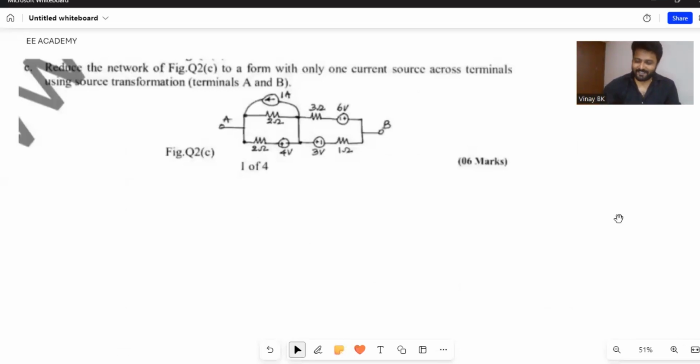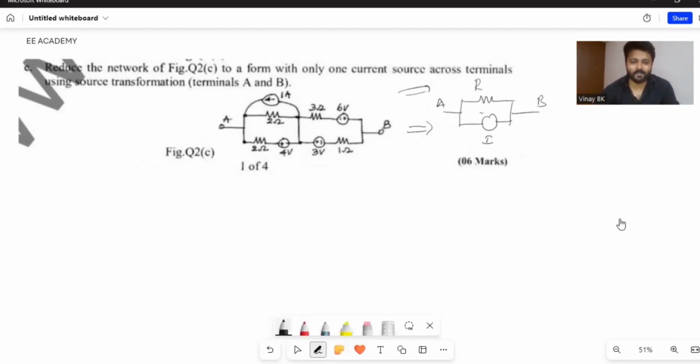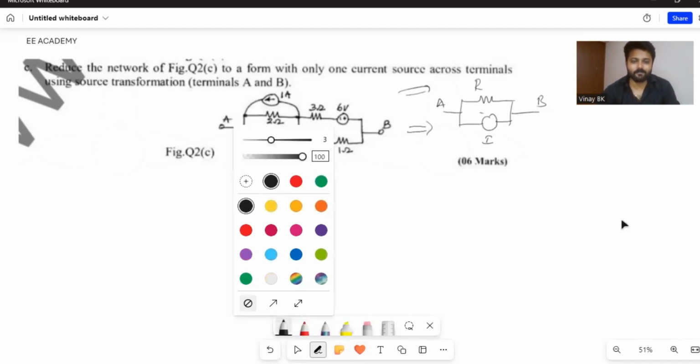You can see, and I already explained how to do a voltage transformation into a current and current into a voltage. So you can consider this problem now. So you want to reduce this network into current source. That's nothing but, so in between A and B, you should get one resistor and one current source. So in this form, you have to reduce this network. R and I value. I don't know the direction of current, either A to B or B to A. Okay, so now what can we do?